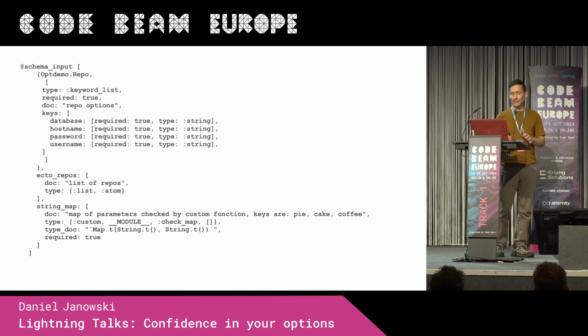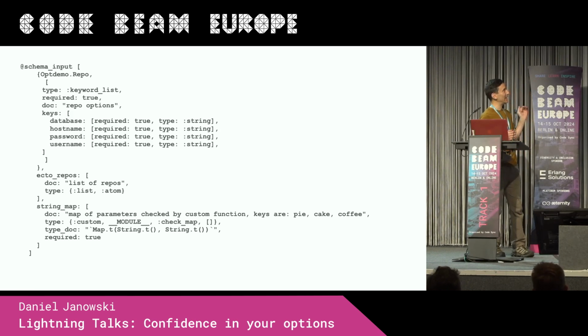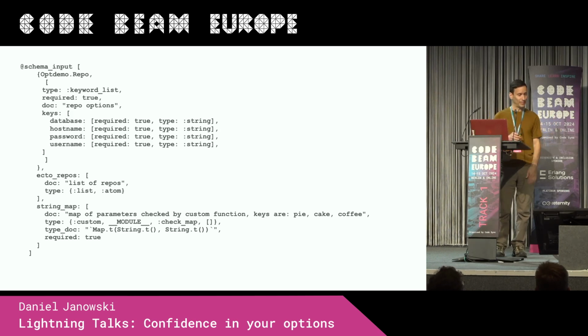So the basic operation here is essentially declaring a schema, it's declarative, of what you are looking for in terms of your options. So this is for configuring, or this has to do with a repo, right? So database, host name, et cetera. You can make things required. You can have keyword lists. You can have all sorts of different types. It's all in the documentation. But here are a couple of basics.